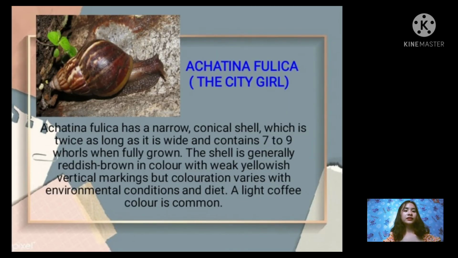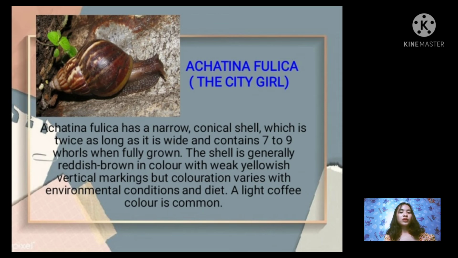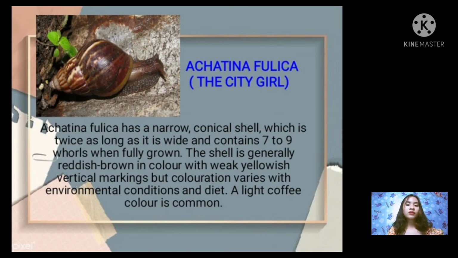The next one is Achatina fulica, also known as the city girl. Achatina fulica has a narrow, conical shell which is twice as long as it is wide and contains 7 to 9 whorls when fully grown. The shell is generally reddish-brown in color with weak yellowish vertical markings, but coloration varies with environmental conditions and diet. A light coffee color is common.